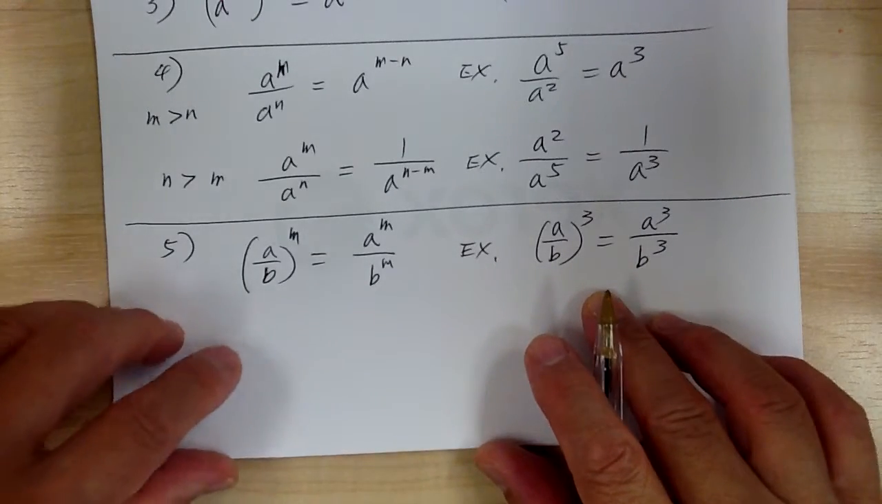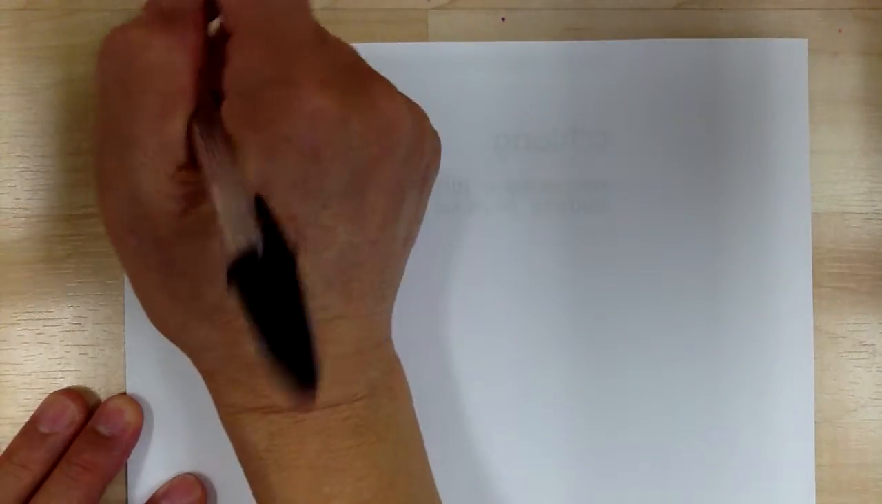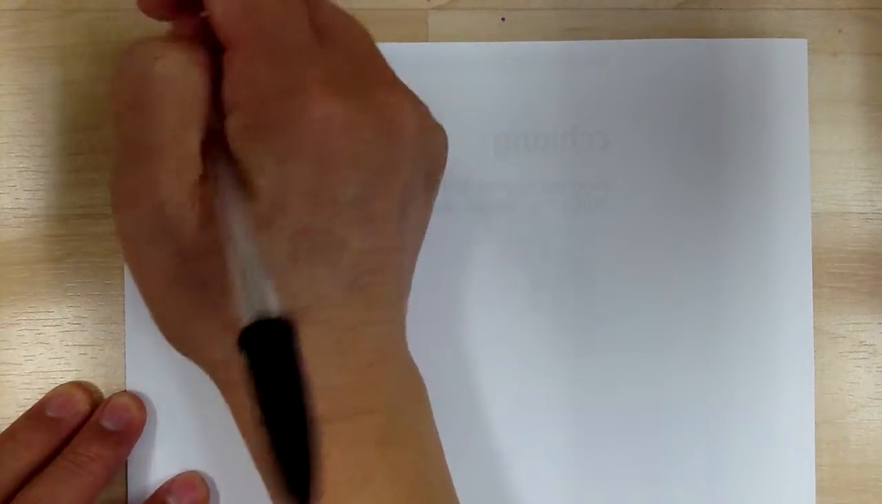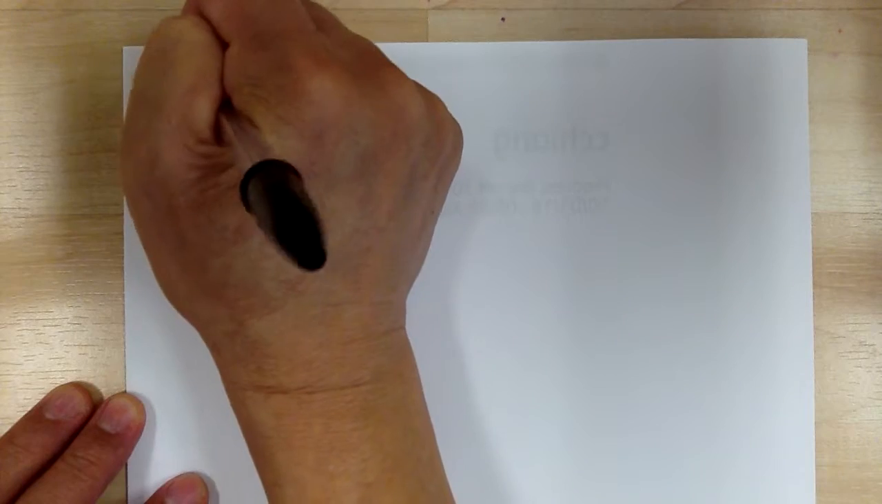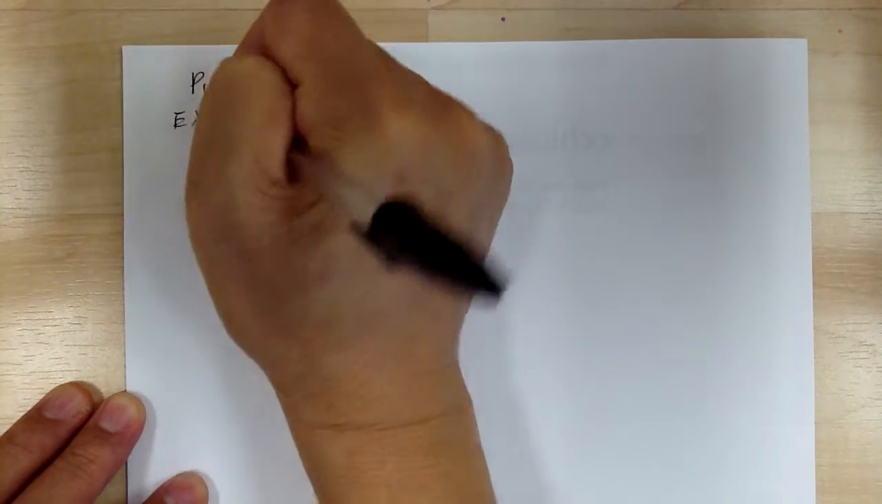Okay, so let's go over examples. Again, these are a quick review of the exponents. You probably know this from pre-algebra, and you also reviewed it in algebra 1. Let's go to page 204, the examples.